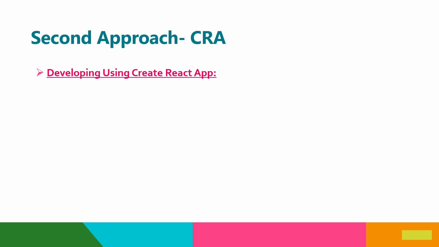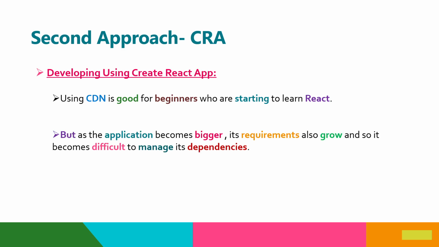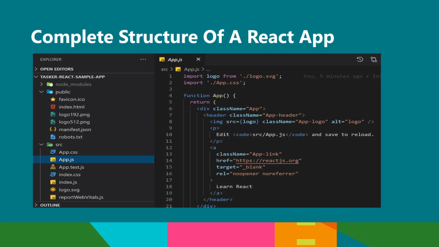So the second approach is CRA, using Create React App. Using CDN is good for beginners who are starting to learn React. But as the application becomes bigger, its requirements also grow, and it becomes difficult to manage its dependencies. The complete structure of the React app.